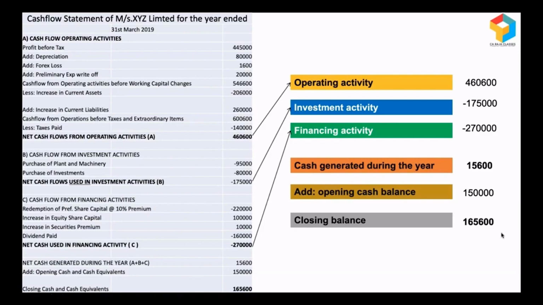Look at their financing activity. If it is a positive figure, it means money had come into the business. From whom had that money come? Is it from owners? Is it from outsiders? What are the terms? All those can be explored and understood. So this kind of critical information is possible by going through the cash flow statement.